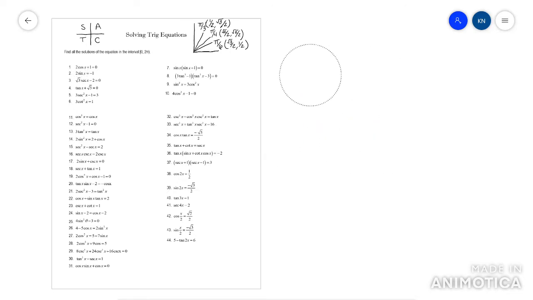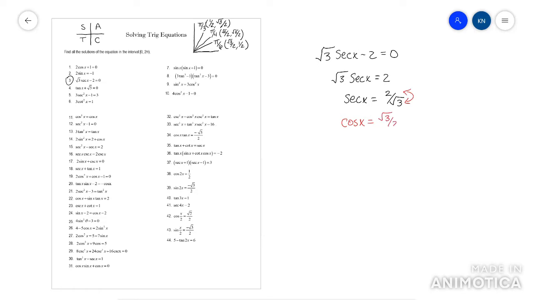Okay, let's keep moving. If you're sitting there thinking that these are real easy, they're about to get much harder. So I'm on number 3. √3 secant x minus 2 equals 0. Still start out the same way. So add 2. Divide by √3. Now here, I don't like secant. I like to change it to cosine. And then all you have to do is flip this fraction. So now it's √3 over 2. Then you hit it with your inverse cosine.